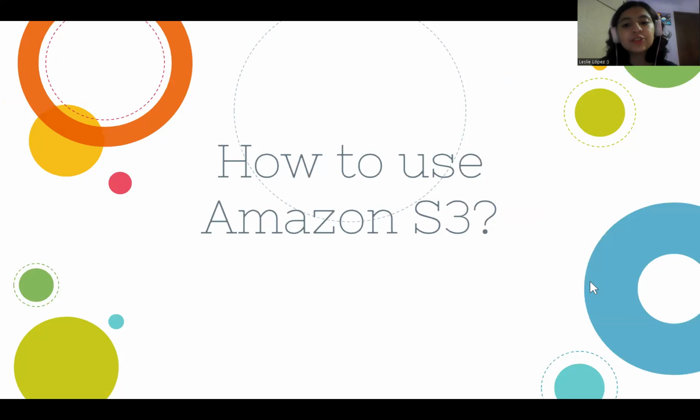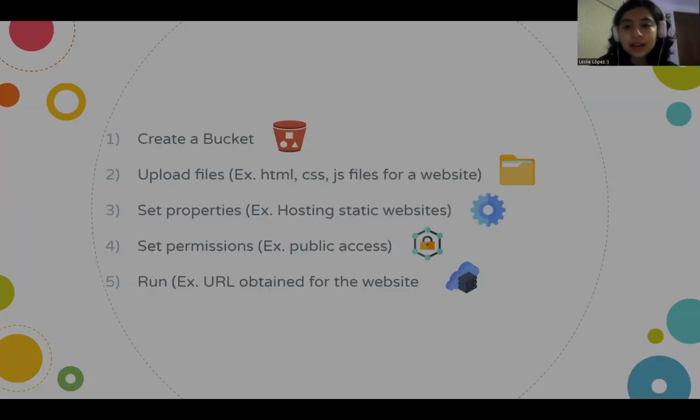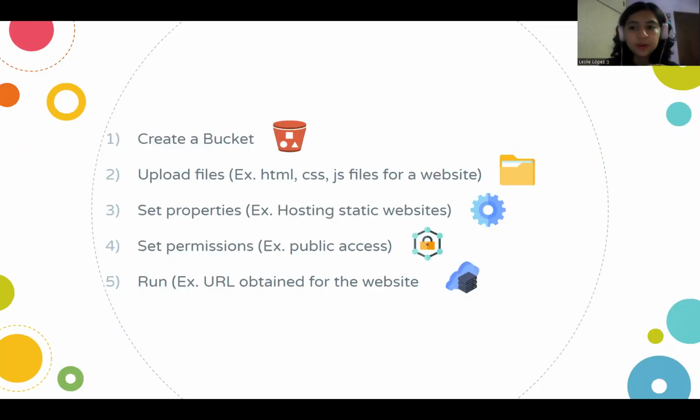And finally, how to use Amazon S3. For instance, in the lab, we used it for hosting a static website. So first you need to create a bucket where you will then upload the files needed for the website. For instance, the HTML, CSS, and JS files, but it can be any other, not necessarily a website. In this example, it was a website.